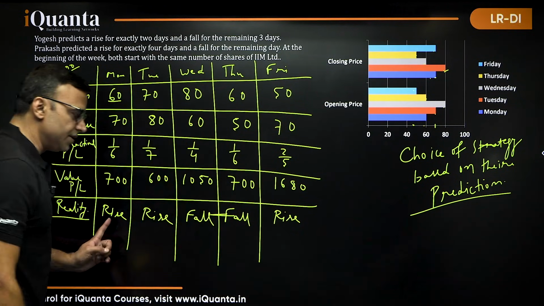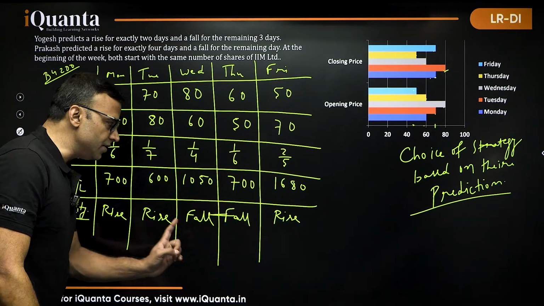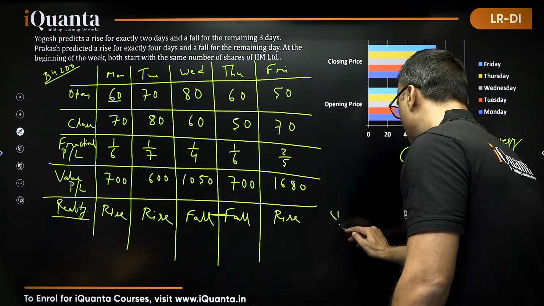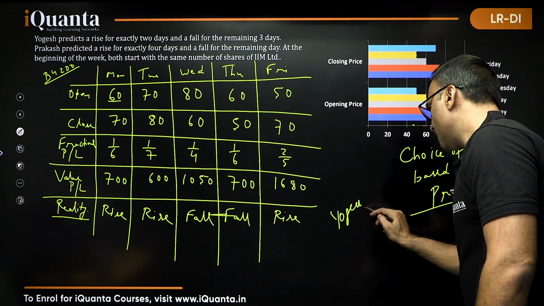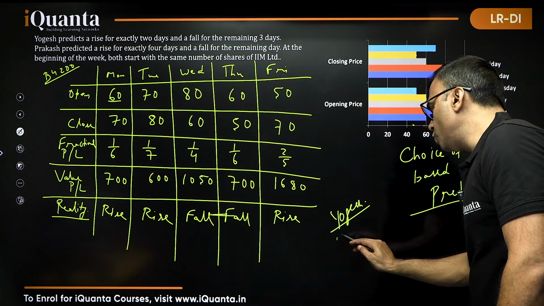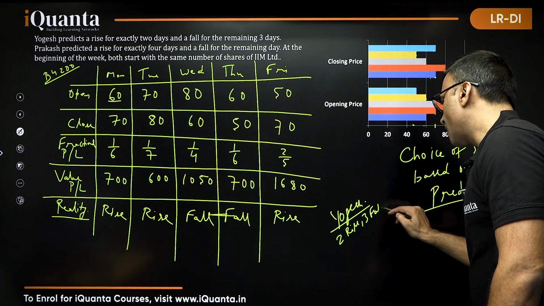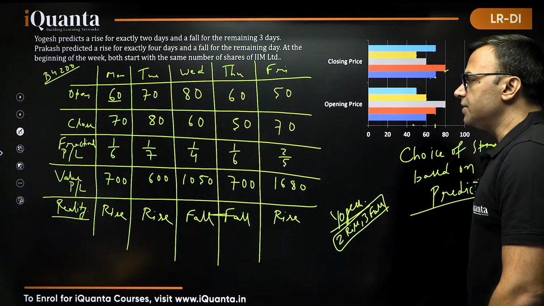So, this is the real situation. 3 rise and 2 fall. Yogesh, on the other hand, has predicted 2 rise and 3 fall. Okay, 2 rise and 3 fall.